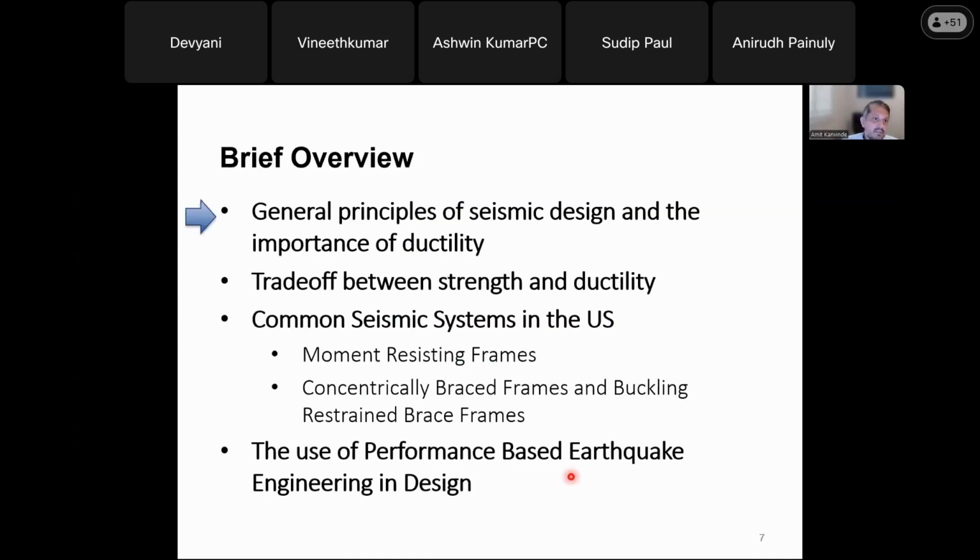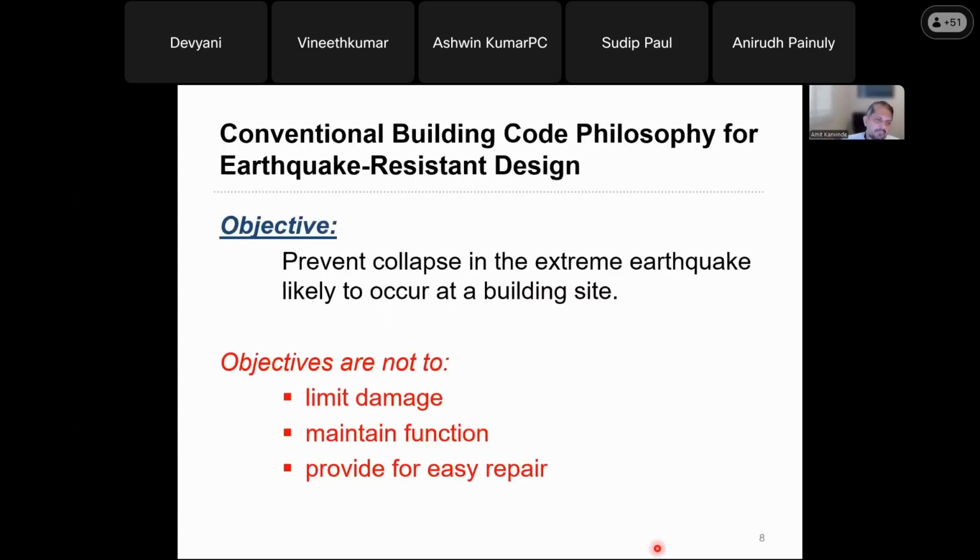Let's think a little bit about the general principles of seismic design and the importance of ductility. That's the next topic, and I'm going to talk about that for several minutes. The first thing I want to talk about in the context of US design, and different countries have different philosophies about this, is that in the United States, the way a large majority of buildings are designed for earthquakes is to prevent collapse in the extreme earthquake, which is likely to occur at the building site.